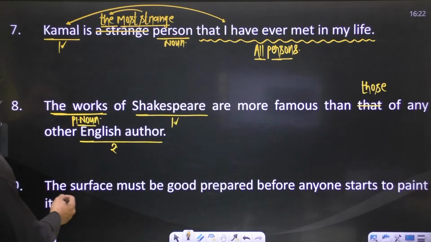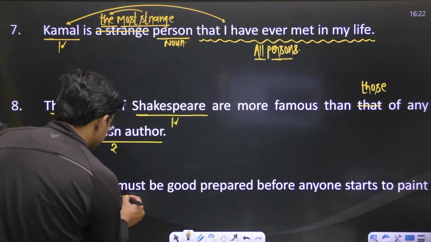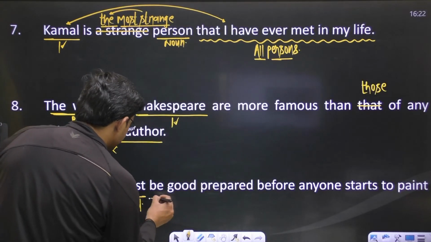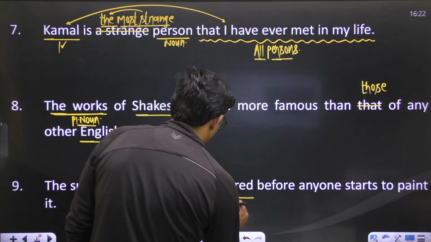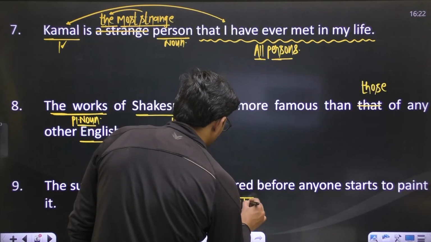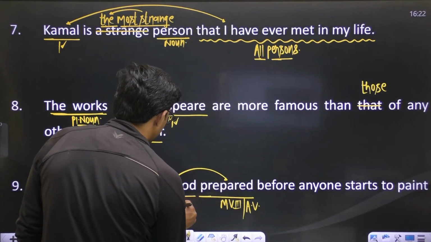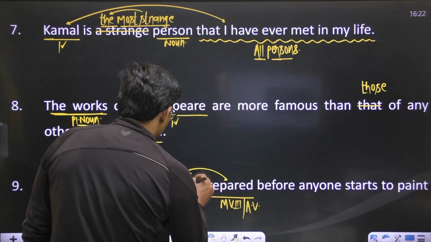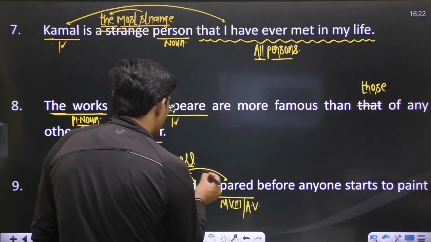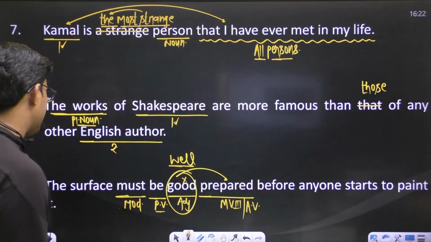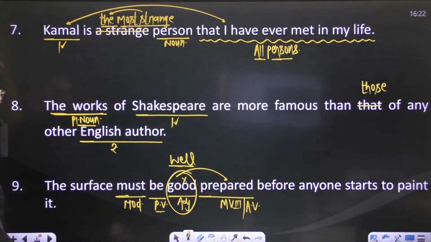Okay, next sentence is, the surface must be good prepared. Here in this sentence, must is a modal auxiliary verb. This be is because of passive voice, and in passive voice we use the third form of the verb, the main verb, and this main verb is an action verb. So to qualify a verb, we don't need any adjective. Actually, we need an adverb. So the sentence will be like, the surface must be well prepared before anyone starts to paint it.